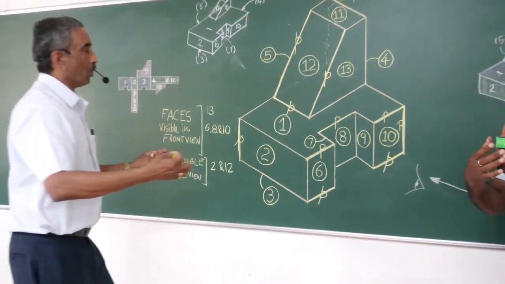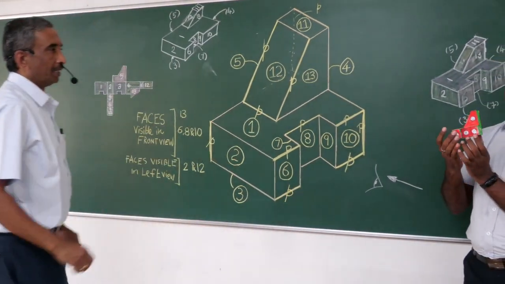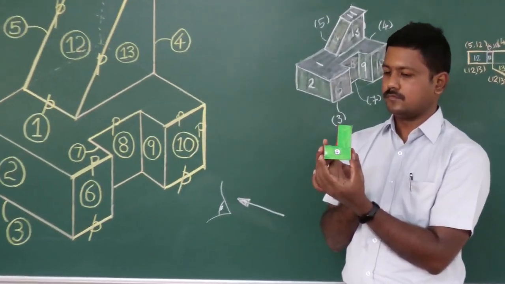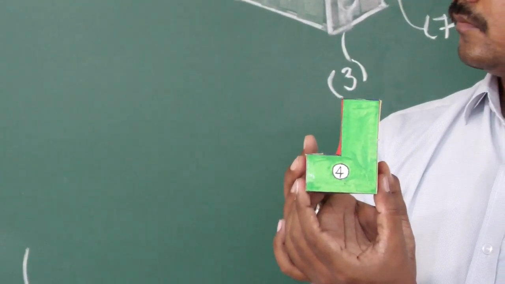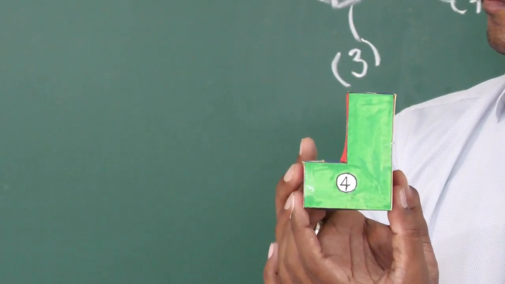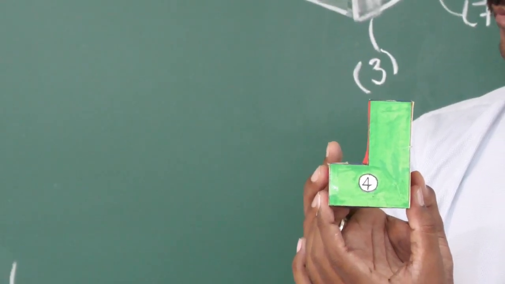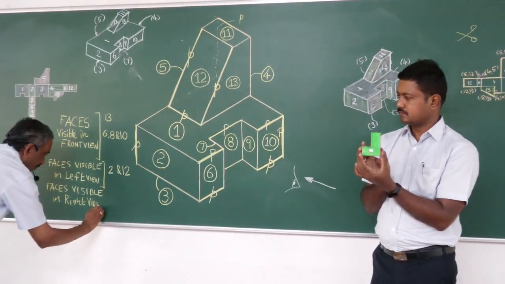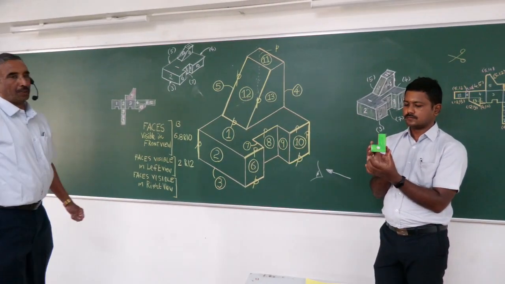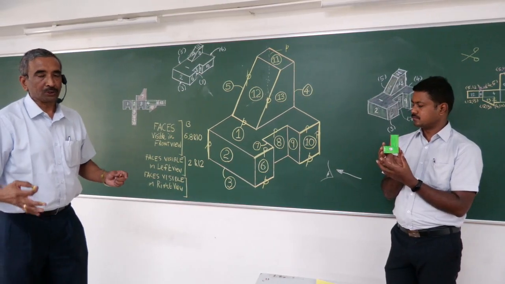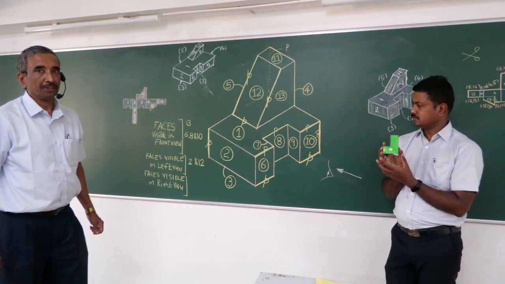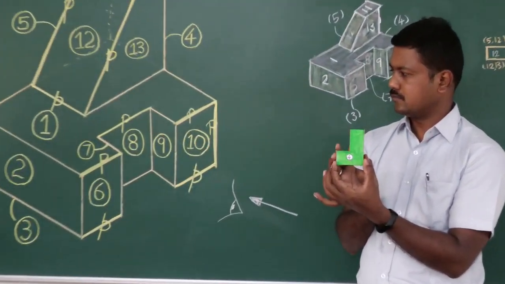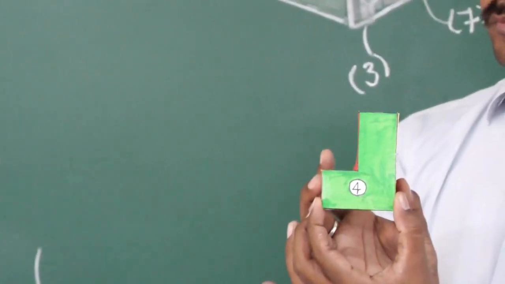Likewise, now we will move on to the right side of the object. Faces visible in the right view. You can think, how many faces are you seeing in the right view? Only one face we are seeing. Face 4 is the only one visible in the right side view.